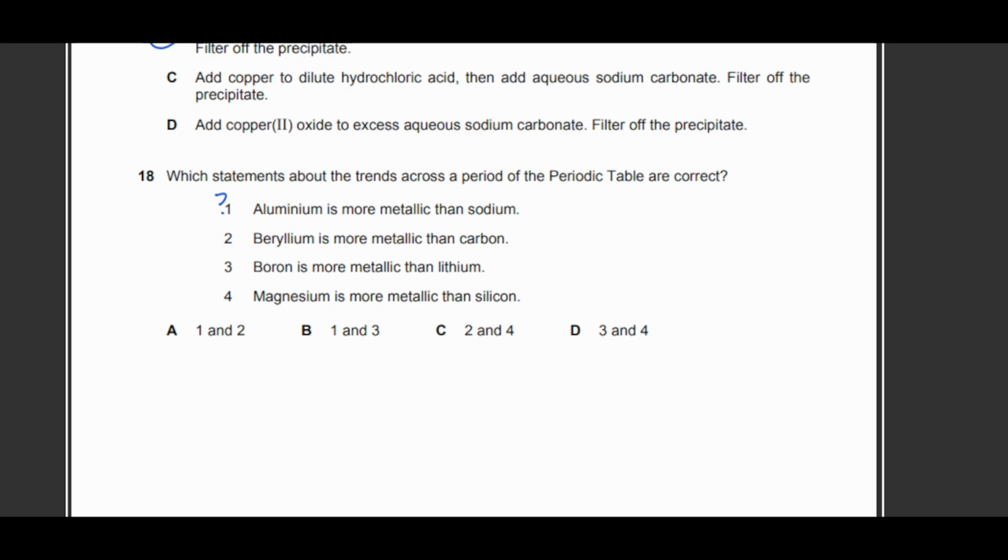Beryllium is more metallic than carbon. This is true because carbon is a non-metal, beryllium is a half metal, so to say, or is pretty much a metal. Boron is more metallic than lithium. This is wrong because boron is a non-metal, lithium is a metal. Magnesium is more metallic than silicon. This is correct because magnesium is a full metal, silicon is more of like a half metal. So this one you kind of just need to know how metallic each thing is. So the answer for this is C.